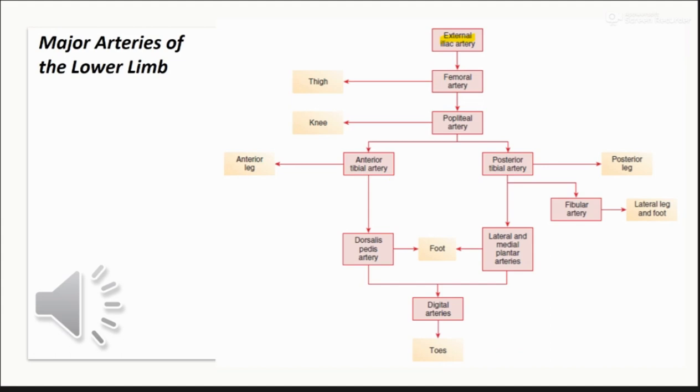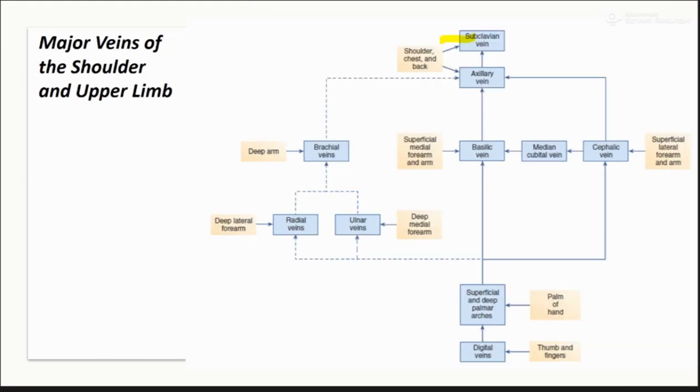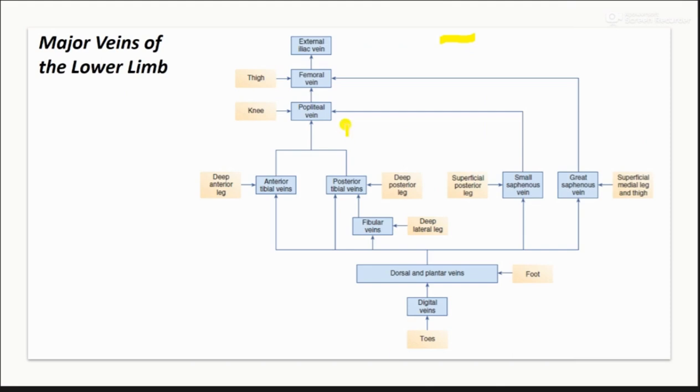And then major veins, okay, so the superior vena cava to the heart and the inferior vena cava. So these are the body parts that they drain, and then they drain all to your great veins. And then these are the major veins of the shoulder and upper limb, major veins of your abdomen and pelvis, major veins that drain the lower limb. As you can see, it's the same name, external iliac, but it's the vein already.